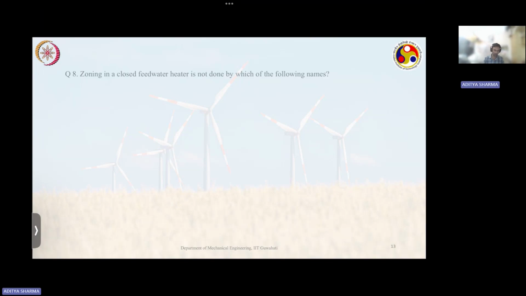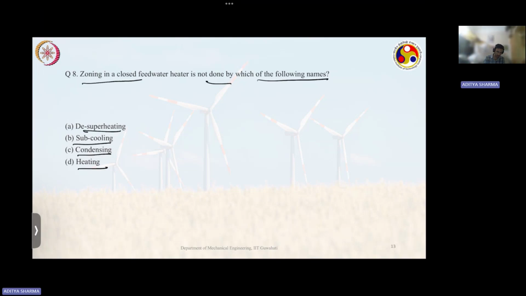Then moving on to questions. Zoning in a closed feed water heater is not done by which of the following names? Superheating, subcooling, condensing, heating. This is done, this is also done, this is also done. But if you see, heating is not any kind of zoning that is done in your closed feed water heaters. So this is the correct option.